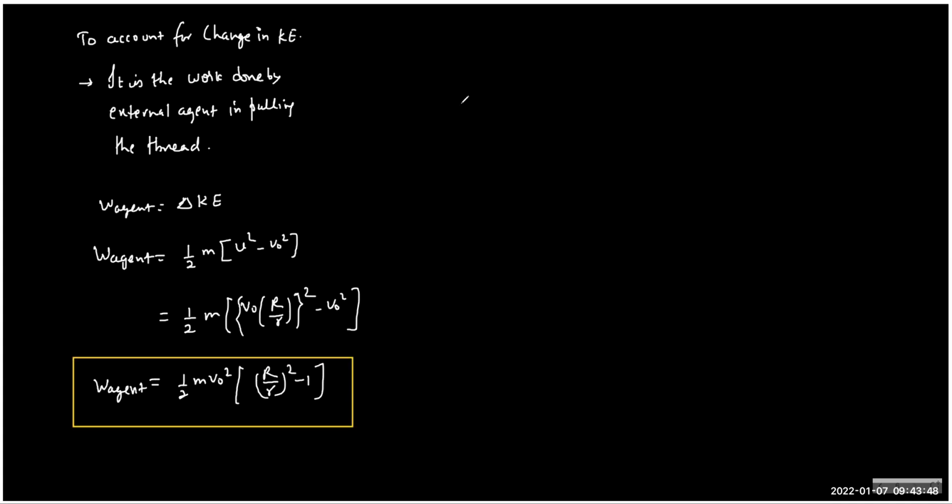So whenever you see a thread problem in which you bring something closer or something farther, in order to conserve the angular momentum, things will change. So this could be a question like this. This is a tube or pipe, you can say. It's the same question, just framed differently.